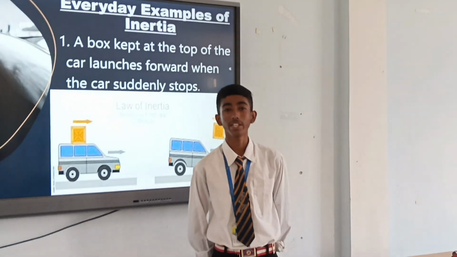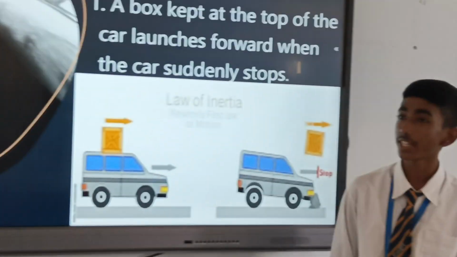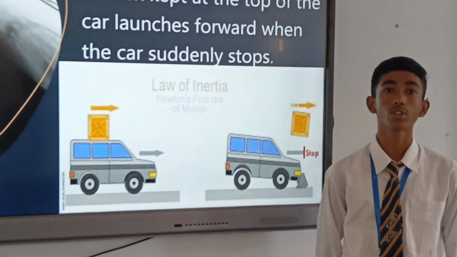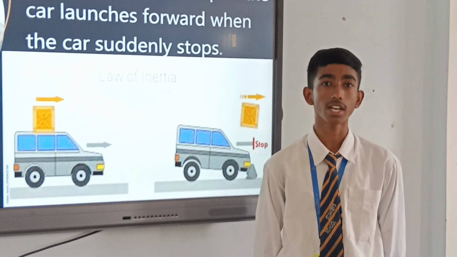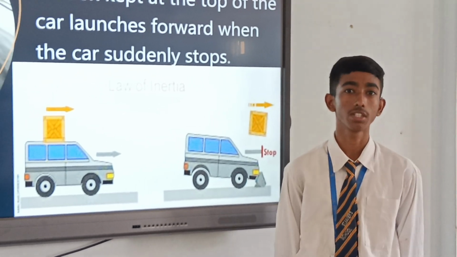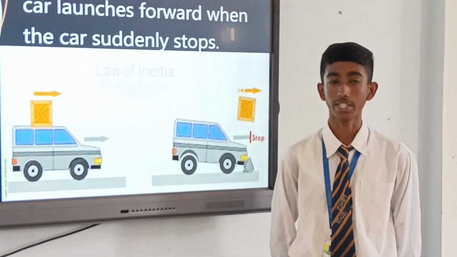Now I am going to explain some basic examples of inertia. The first example, as you can see here, is a box kept on top of a car and it is at rest. When the car starts to move, it exerts force on the box, due to which the box moves forward. This happened due to inertia.